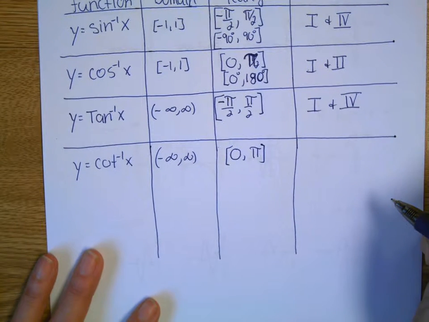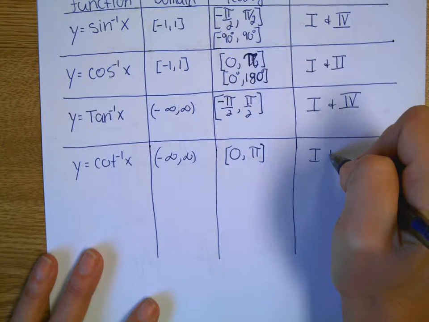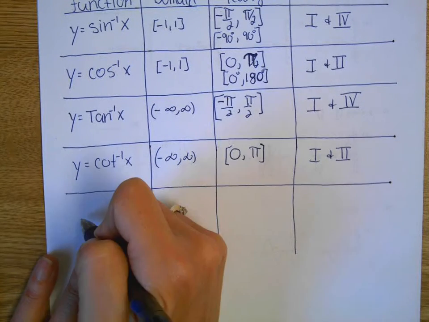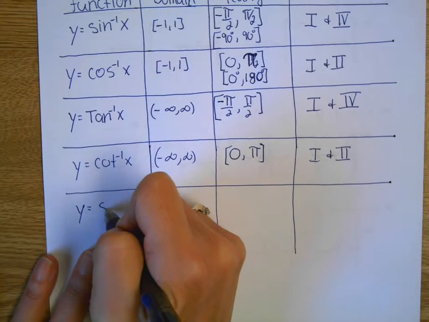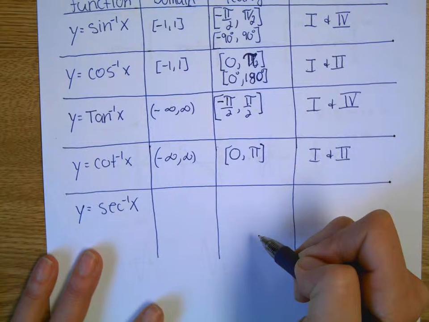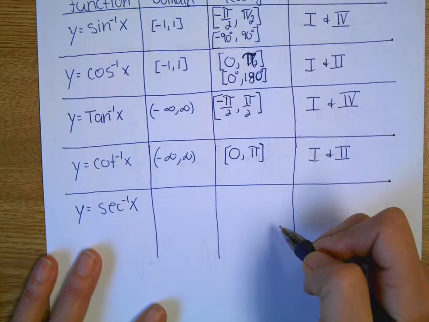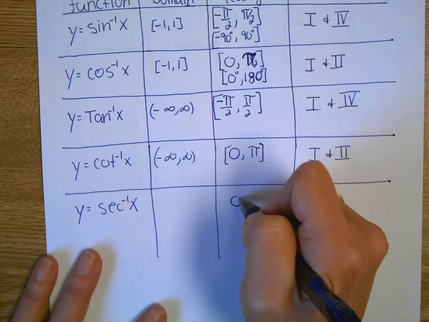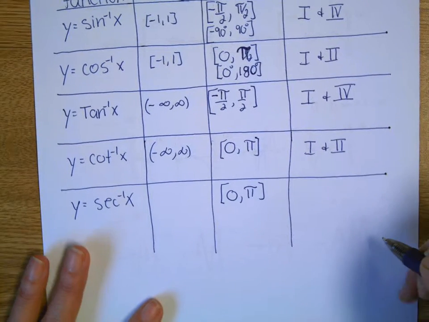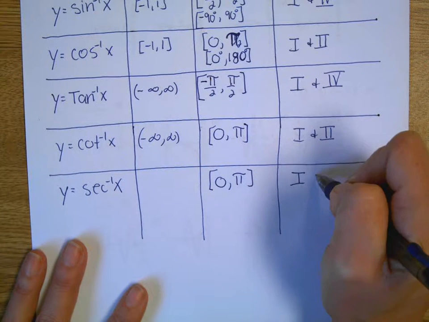What two quadrants are we going to look at? 1 and 2. And then, inverse secant. I don't care about the domain. I'm not going to write it down because it's obnoxious. 0 to pi. Which means 1 and 2. You'll see how easy this is once we get this down.